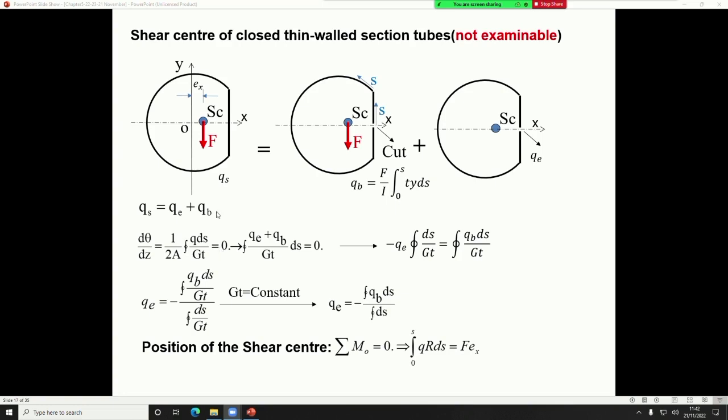So my advice to you: always cut it where the point is located on the axis of symmetry. Always start from the axis of symmetry. Any question in relation to this slide? As I said, I don't ask any question with regard to this slide.